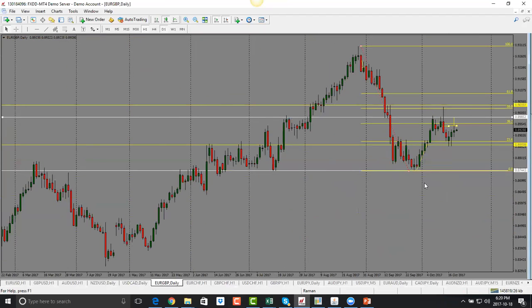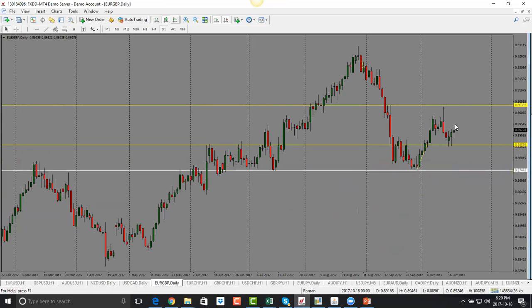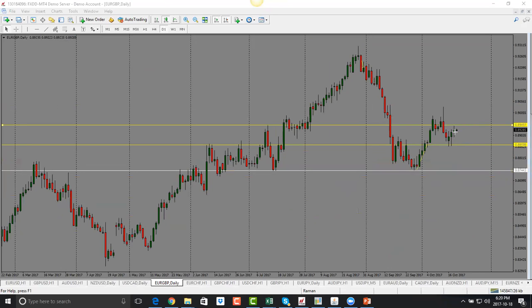Euro pound. This one's looking quite neutral here. We did see a couple days of bullishness, and price moved up since then. Now it's starting to look very neutral, which means we could see a test of that high again. And if price is not able to break through the high, we could see a drop like that.